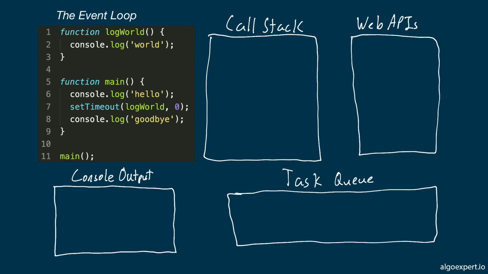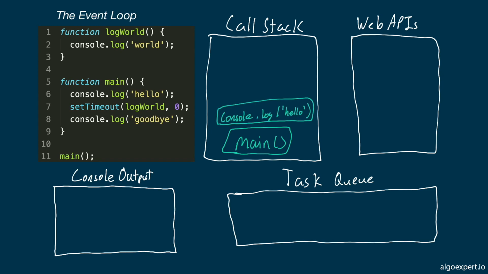As you might expect, we start by pushing main onto the call stack, which in turn will push console.log of hello onto the call stack. console.log would then log out hello, and once it does, that function is complete, so it gets popped off of the call stack. But then here's the interesting part.